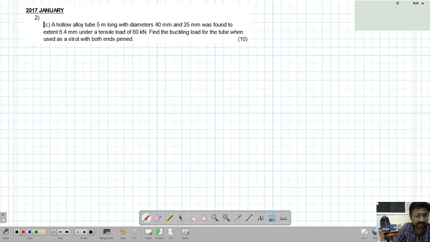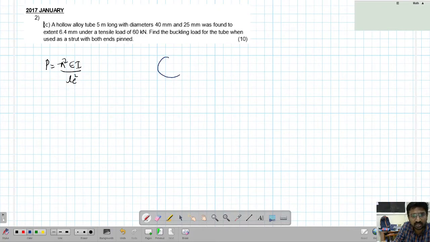So here it is clear that we have to use Euler's buckling load. The formula is given by P equals pi square E I upon LE square. LE is the effective length, E is the Young's modulus, I is the moment of inertia, P is the buckling load. Now, what is given?